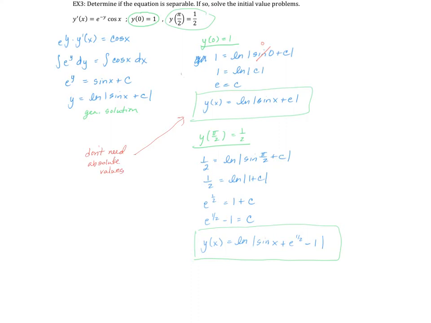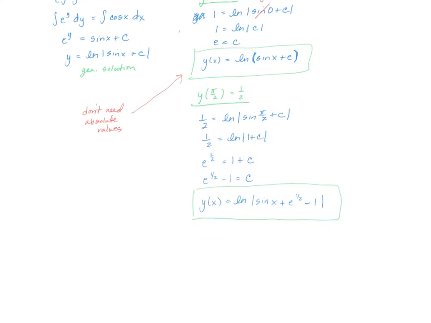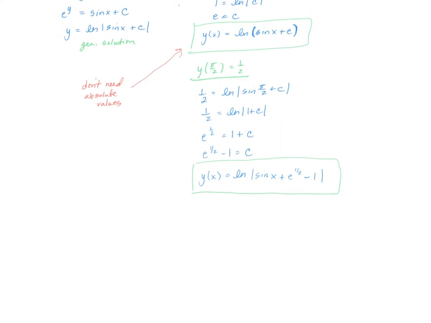Okay, so it's sufficient to have parentheses. Again, that's because the argument's never going to be 0 or negative, so we don't have to worry about natural log being defined. I do need the absolute values for this one.